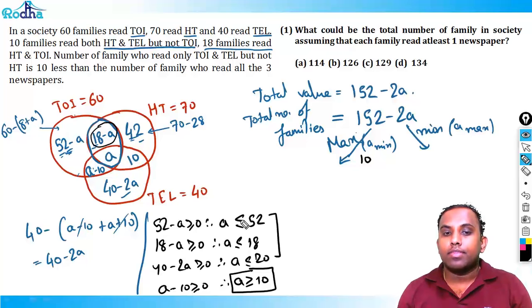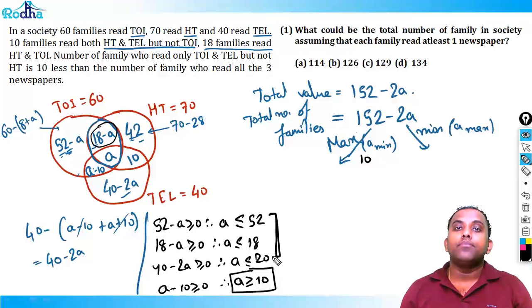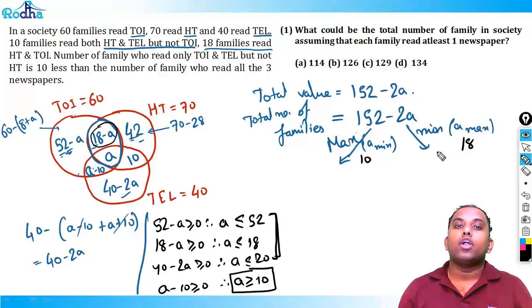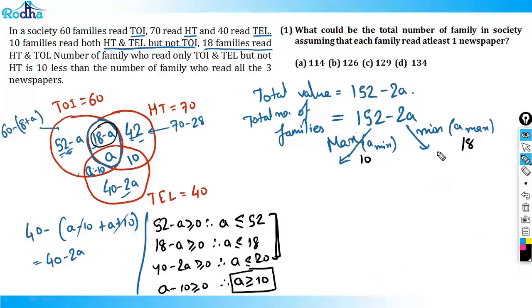So again, same thing. Among all these three, I have to take the value of A which is the minimum one, and that will be the maximum. So here, A less than or equal to 18 is the minimum one. 52, 18, 20, that means A maximum will be 18. A cannot be more than 18, because if A is more than 18, some value will get negative.